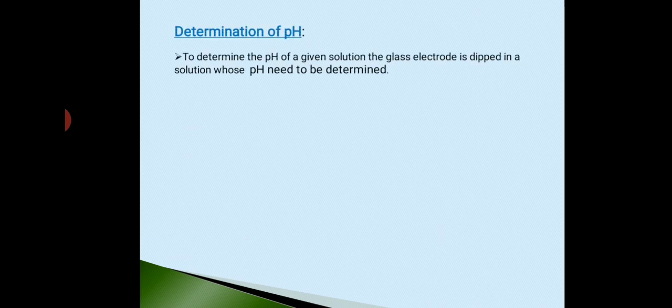Determination of pH. To determine the pH of the given solution, the glass electrode is dipped in a solution whose pH needs to be determined. Very obvious step here. If I want to determine the pH of any solution, if I have taken a solution in a beaker, I must dip the glass electrode in that beaker, right? Then that glass electrode must be connected to a pH meter. Then some readings will be displayed on the pH meter, and ultimately I'll come to know the pH of the unknown solution.